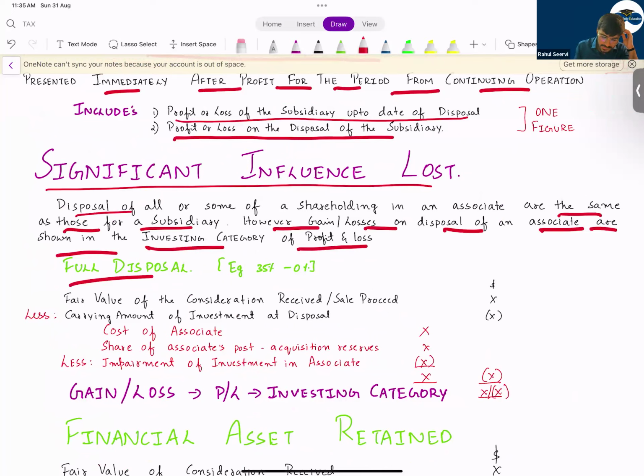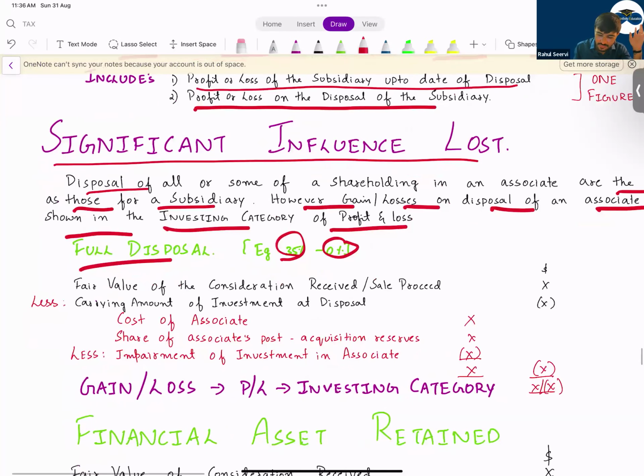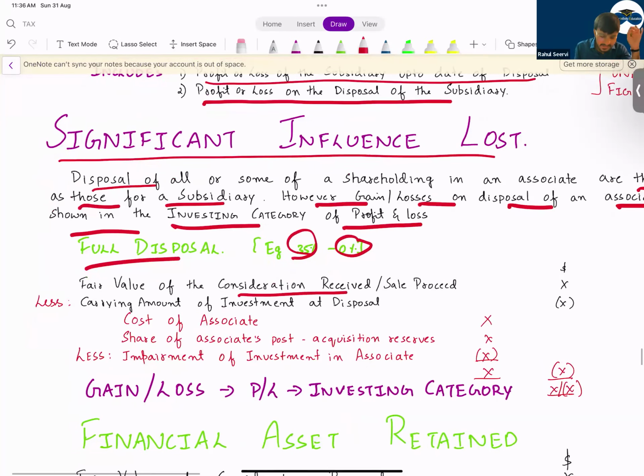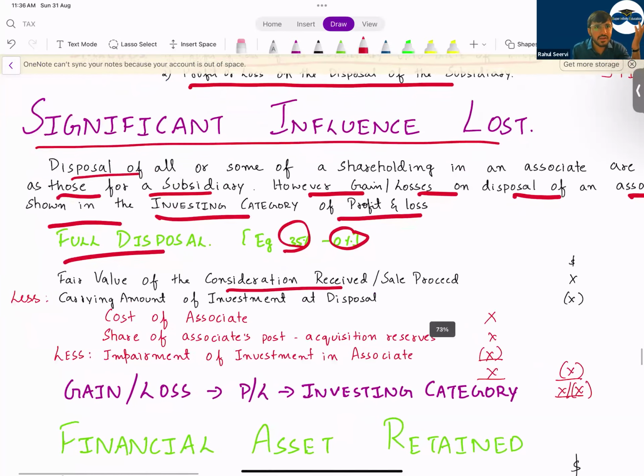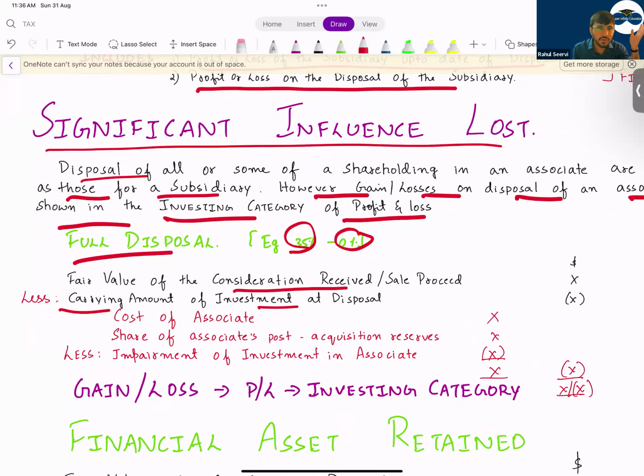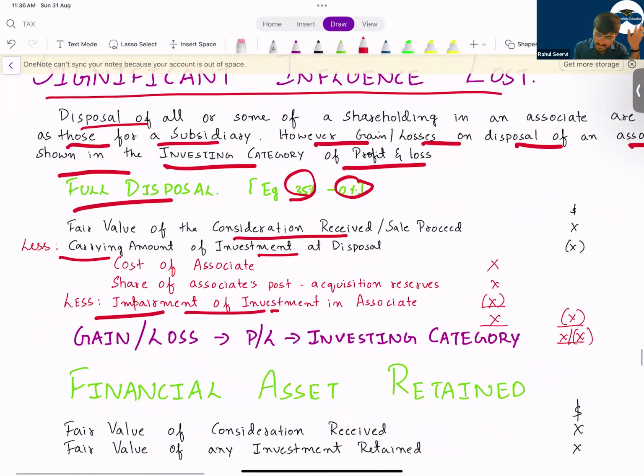Full disposal, that is 35 percent to 0. If you fully dispose, that means you will have a gain or loss on the sale of the associate. Whatever is the fair value of the consideration which you have received to sell the associate, less the carrying amount. How do you calculate the carrying amount? Your IAS 28 equity accounting, we follow that and do the accounting treatment here. Less impairment, you do this and calculate the gain or loss. This is recorded in the investing category.